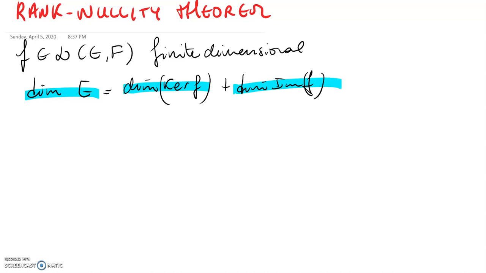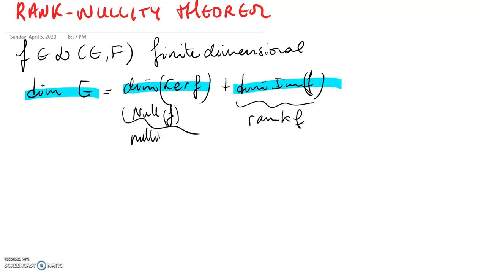Why is it called the rank nullity theorem? Just simply because the dimension of the image is the definition of the rank of F. And remember that what we call the kernel is just a general term for any linear map of what you used to call the null space of F. Okay, and so the nullity is just going to be the dimension of the null space of F. And so the sum of those two dimensions gives you the dimension of the domain. Okay, so why is that true?